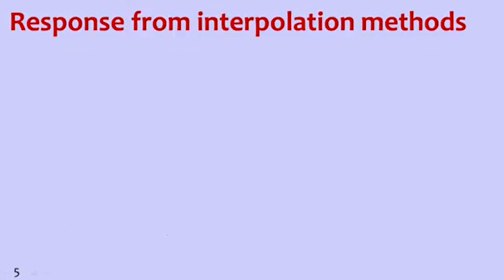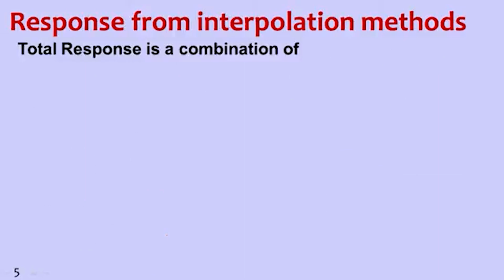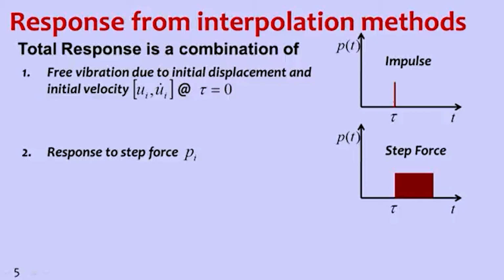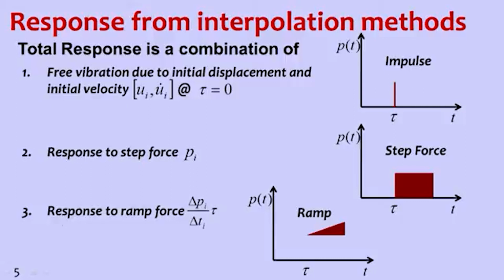Now how do you find the response to this system? The total response is a combination of three things. One is the impulse. Impulse means at t equal to tau, there is suddenly a jump. So up to that point, free vibration due to initial conditions. Whatever free vibrations are there because of the stopping of the force, at that point we need free vibration due to initial conditions. And then the second one is response to a step force. So this is a step force. And the third one is response to a ramp force.